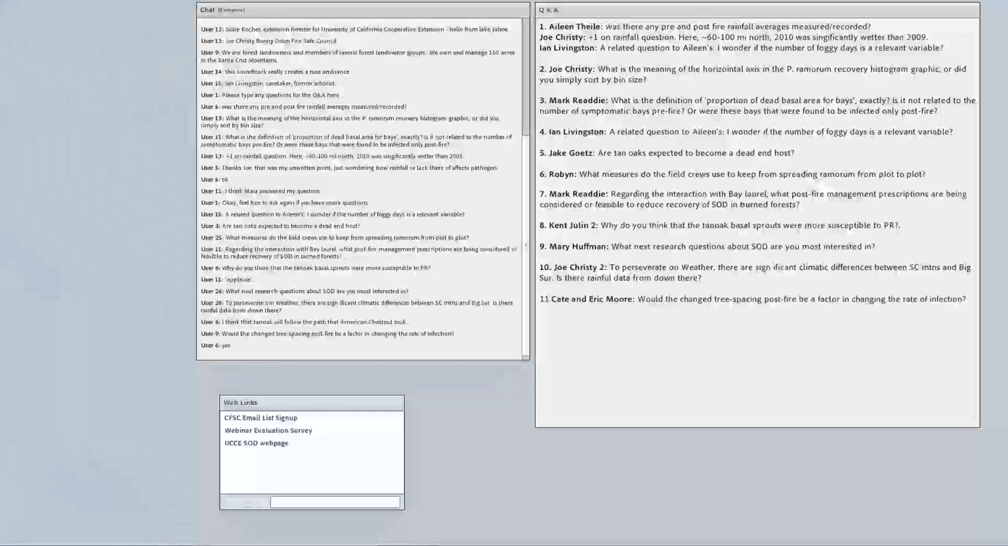And that question is an excellent segue to this next question from Mary Huffman, which is, what next research questions about sudden oak death are you most interested in? Ooh, that's a good question. I think there's a lot of unknowns. I think it's the big questions.